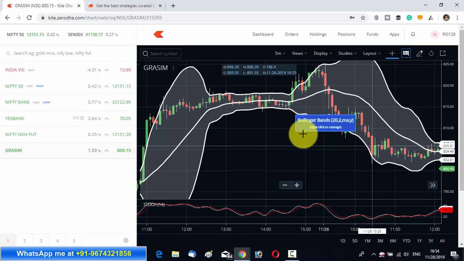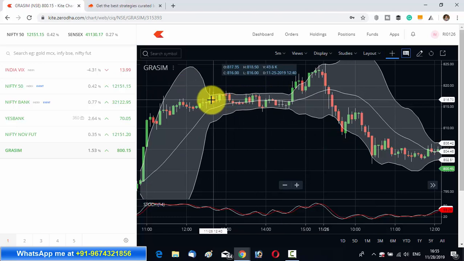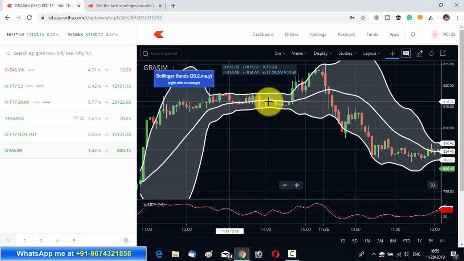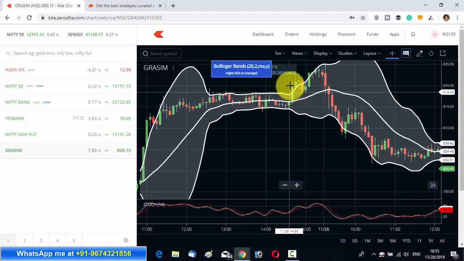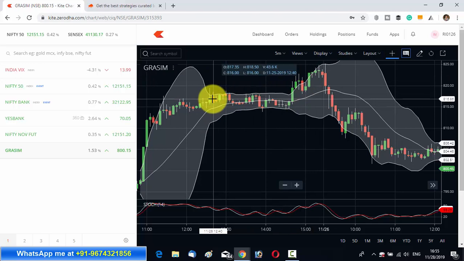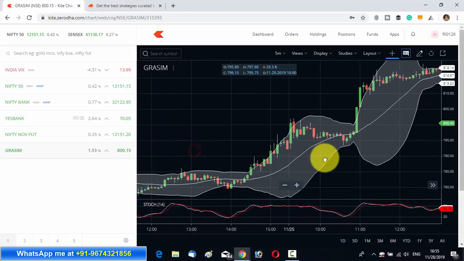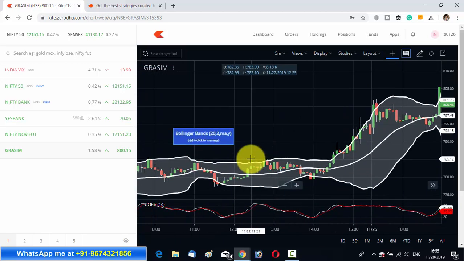So if you get another squeeze, suppose here you have got a squeeze, so after the squeeze price has broken up, so you have got few candles on the upside, so you can make money from the squeeze. So first you need to look out for a squeeze and then a breakout or a breakdown. So the more long the squeeze is, the more chance that the price will move on the breakout or breakdown direction.